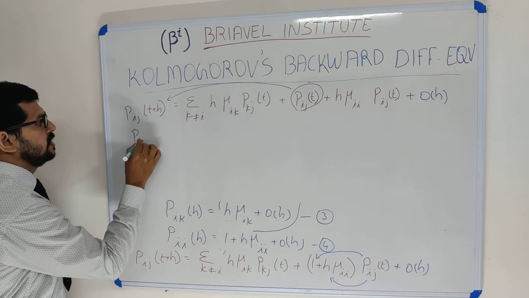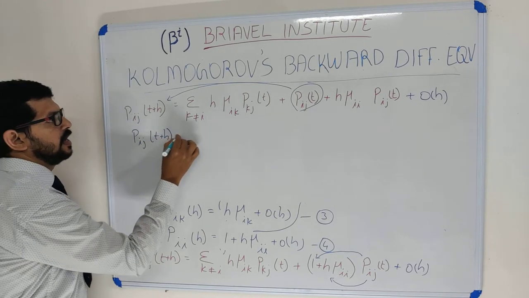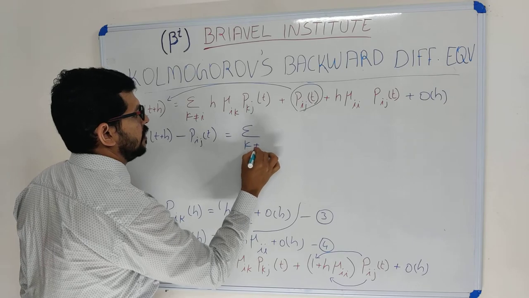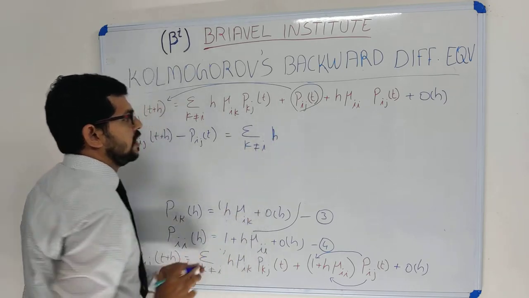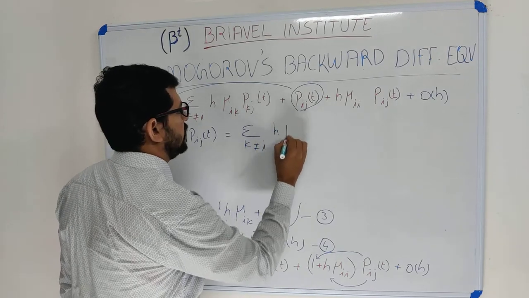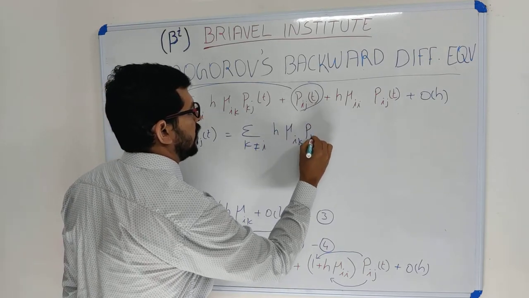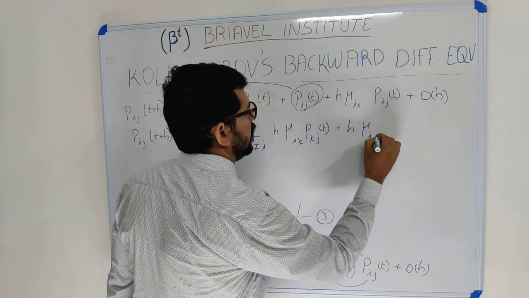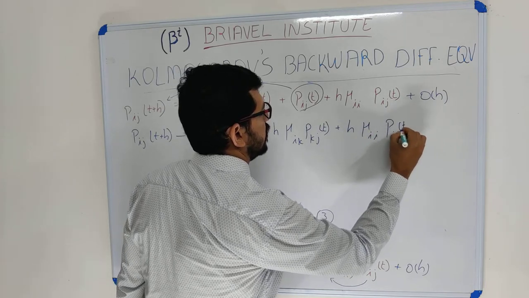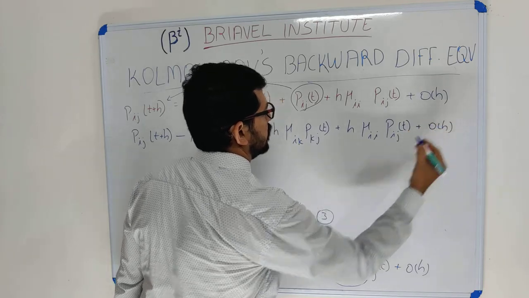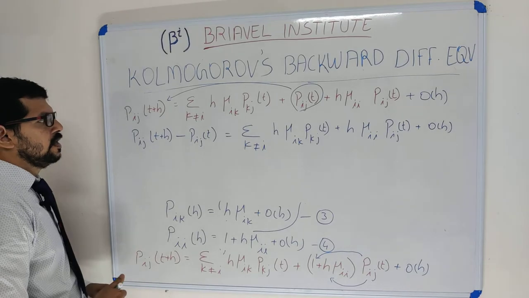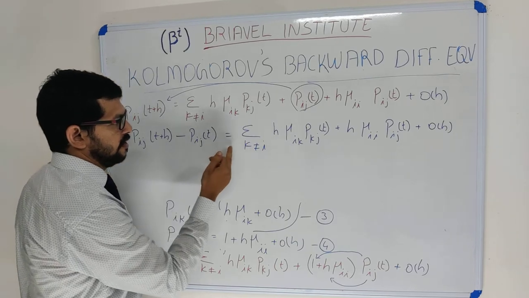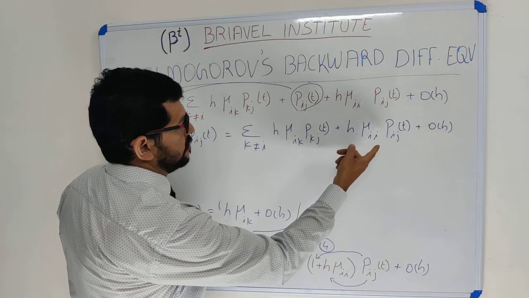So P of ij t is taken out here. Then what will happen? P of ij t plus h minus P of ij t equals sigma k not equal to i, h mu ik P of kj t plus h mu ii P of ij plus o(h). This is our equation. P of ij t we have taken to the left hand side. So P of ij t plus h minus P of ij t is equal to sigma k not equal to i. This one is k equal to i.